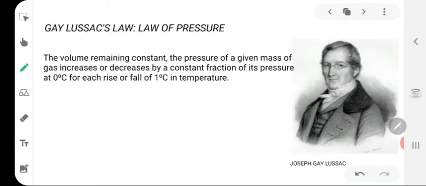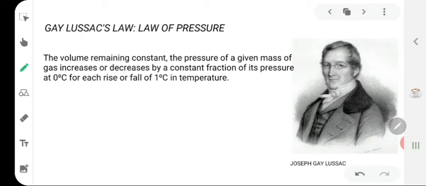Coming to Gay-Lussac's law, that is the law of pressure. Joseph Gay-Lussac studied the variation of pressure of a gas with temperature and arrived at the following result. The volume remaining constant, the pressure of a given mass of a gas increases or decreases by a constant fraction of its pressure at 0 degree Celsius for each rise or fall of 1 degree Celsius in temperature. It is called Gay-Lussac's law or the law of pressure.